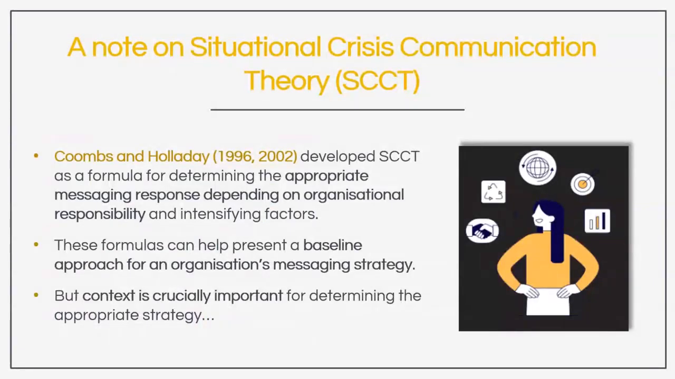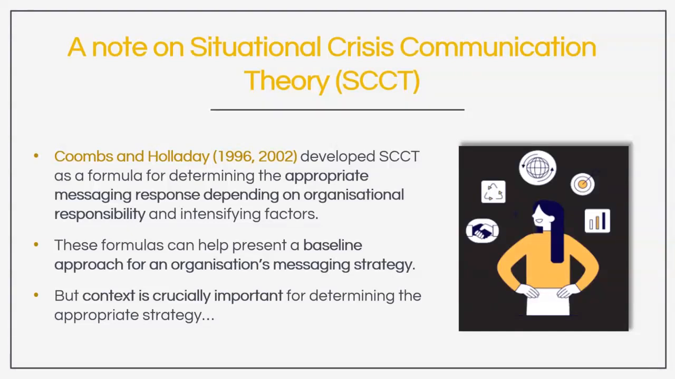So I'm also going to just briefly now introduce you to this idea of situational crisis communication theory, abbreviated to SCCT. This was developed by Coombs and Halliday, and they come up a lot in this unit. You'll notice particularly the work of Tim Coombs is mentioned a fair bit throughout this subject, as he is a significant researcher in crisis communication.